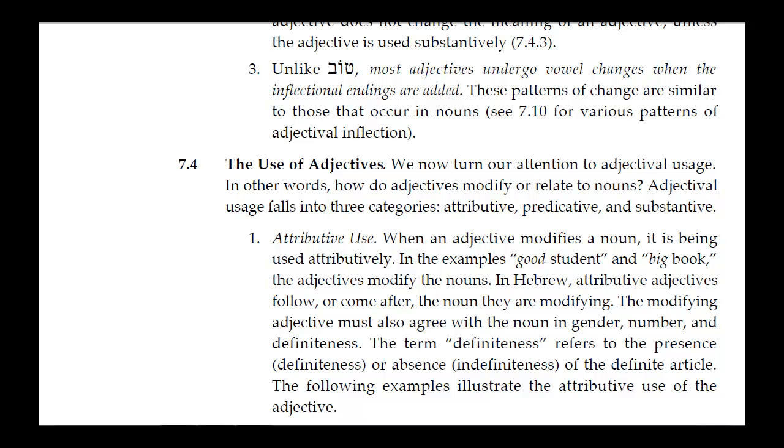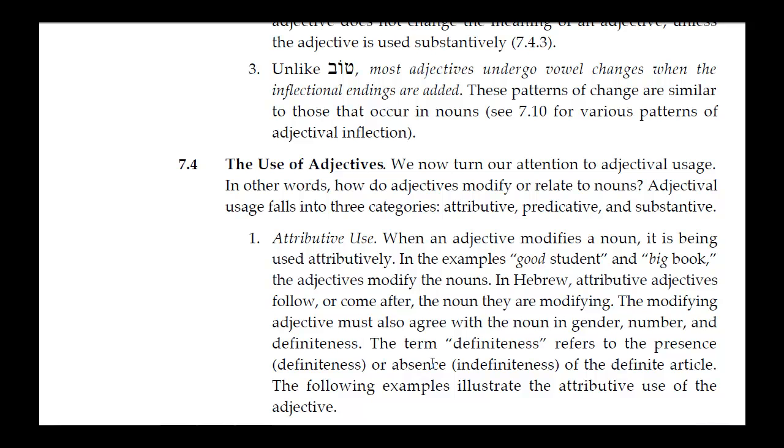Now, the modifying adjective must also agree with the noun in gender, number, and definiteness. And this is key. We must remember that when we're looking at an attributive adjective, it must agree with the noun that it is modifying in gender, number, and in definiteness. The term definiteness refers to the presence of a definite article on the noun. If there's no definite article, then it's indefinite, so then the adjective would need to be indefinite also.